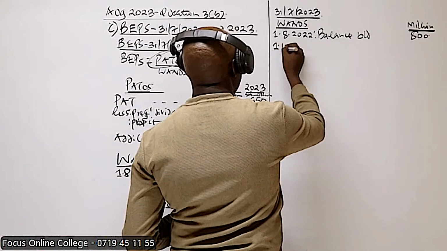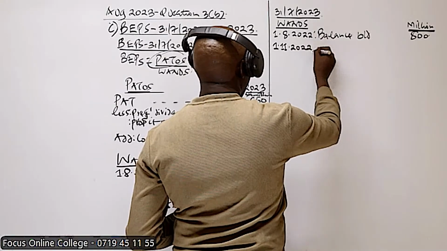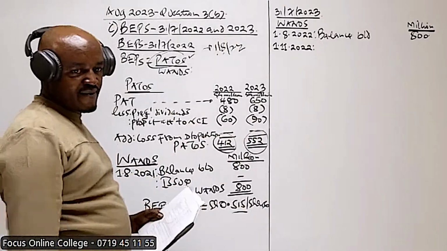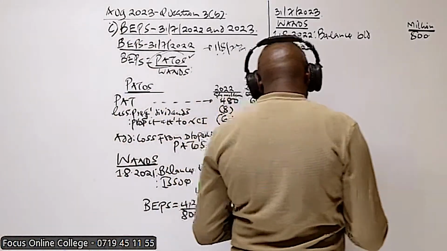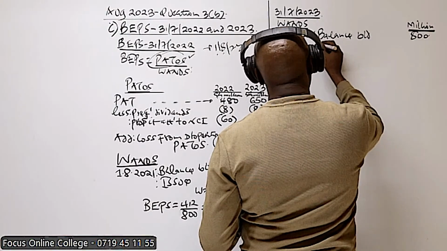1st November. And I hope you can see how I'm recording all these transactions. I'm starting with the date, a short description, and then the amount, or rather the number of shares, not the amount. So here we have shares.